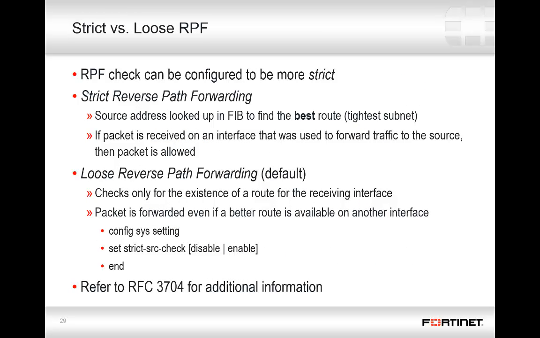Reverse path forwarding can either be strictly or loosely enforced. Loose RPF checks that the sender can be routed out from the interface where the packet was received. This simply confirms that a response is possible. Strict RPF requires that the receiving interface is not only valid, but it is also the best interface for the reply. If you have multiple routes, it must be the preferred one. The behavior of this feature is defined by the RFC 3704 published by Cisco.